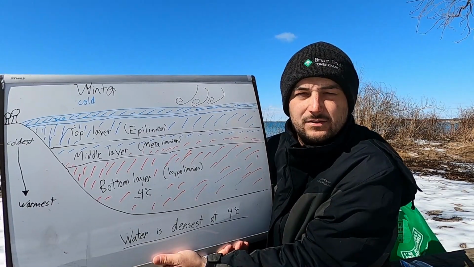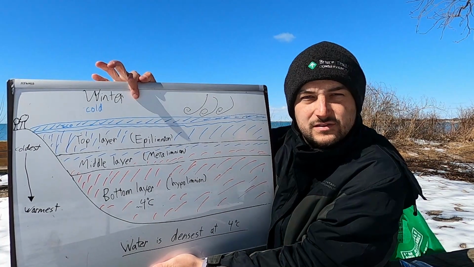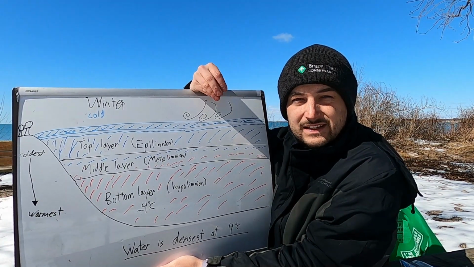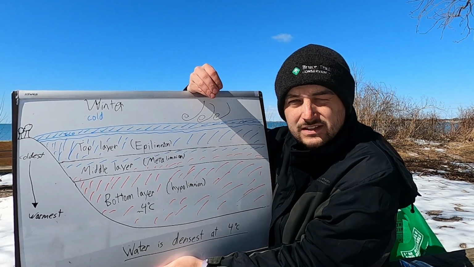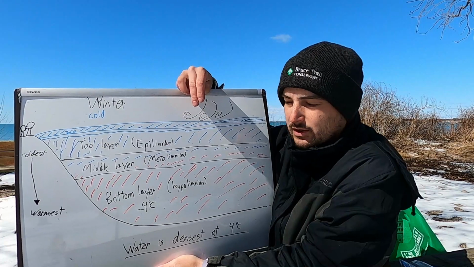Okay, so I have now changed it over. Now we're looking at a winter lake. Now the air is very cold. We'll have our ice on top. Ice is very, very not dense. The molecules of water move pretty far apart, so it floats on the water.